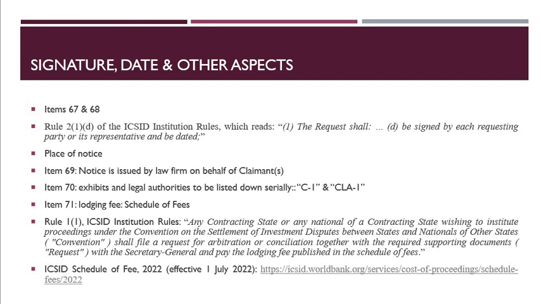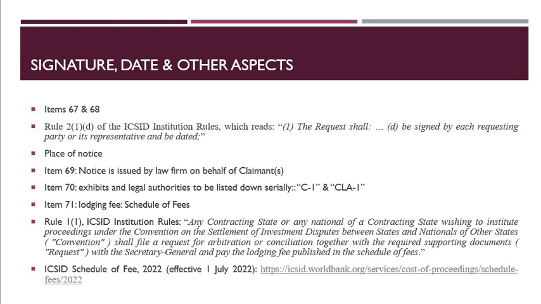Claimant's documents or exhibits are usually labeled with the prefix C, indicating that it is a claimant's exhibit, followed by the serial number of the exhibit. For example, C1. Legal authorities are prefixed with CLA and followed by the serial number. Example CLA1, that is the claimant's legal authorities.